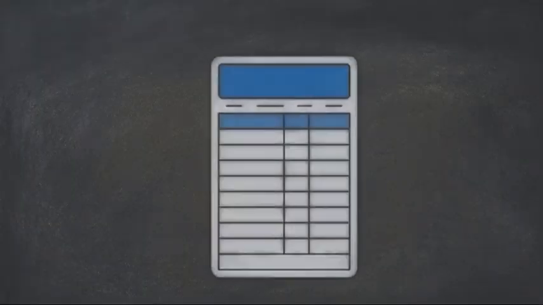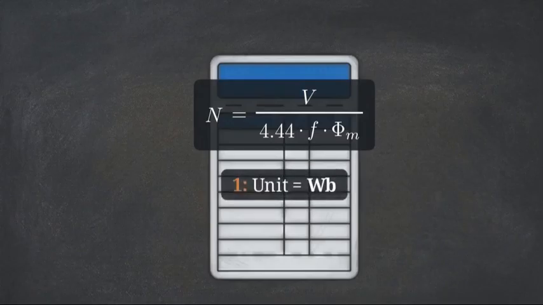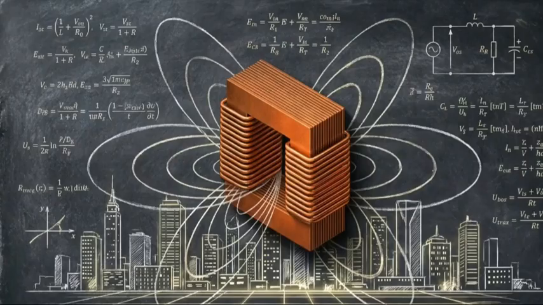Let's review the core rules for your cheat sheet, starting with the target equation isolated for the turn count, N. Rule 1. Always verify your units. Magnetic flux must be entered in webers to avoid saturation errors. Rule 2. Higher operating frequencies require fewer turns of wire due to their inverse relationship in the denominator. Mastering this equation provides the mathematical link between magnetic theory and practical manufacturing, ensuring that power remains stable and predictable across the grid.